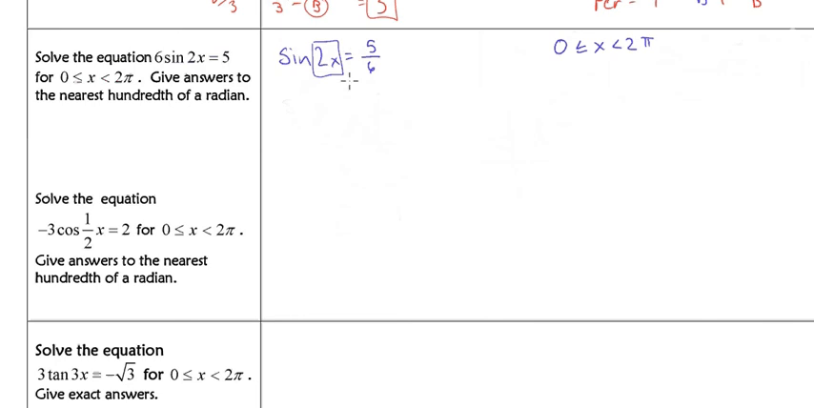Now I realize this is all real confusing, but hopefully this is a few different ways to think about what's about to happen. So our next step, we've got sine of 2x equals 5/6, and we need to figure out what that angle is. What we're going to use is our inverse trig functions. So sine inverse of 5/6 is equal to 2x. There's our angle.